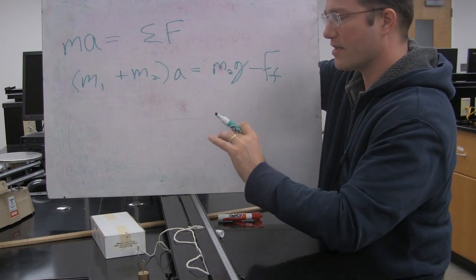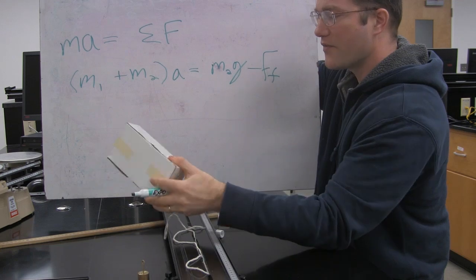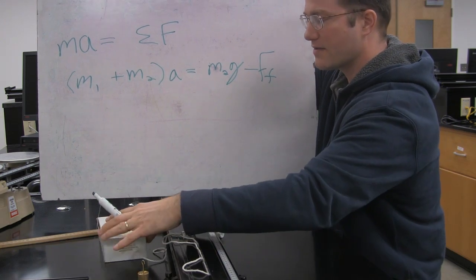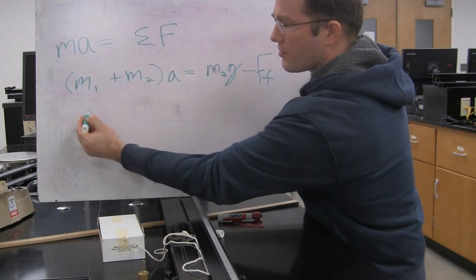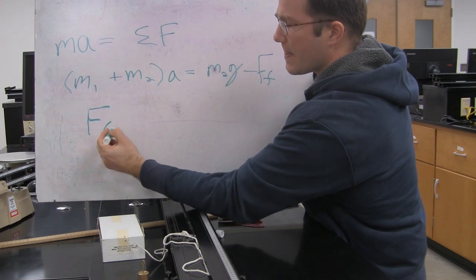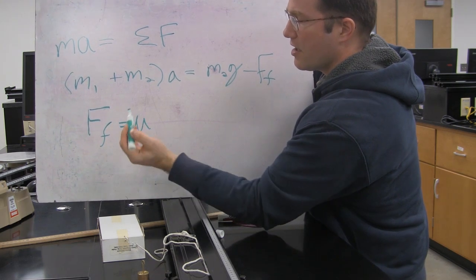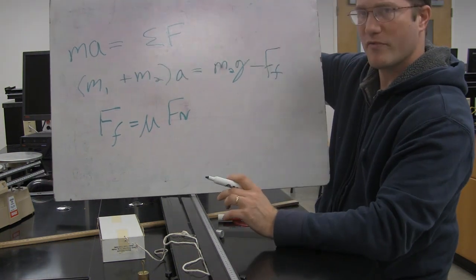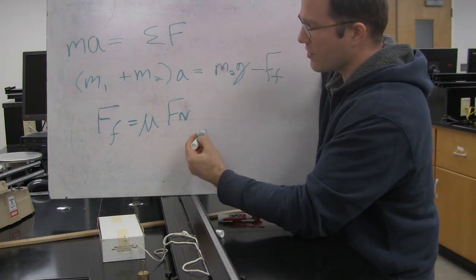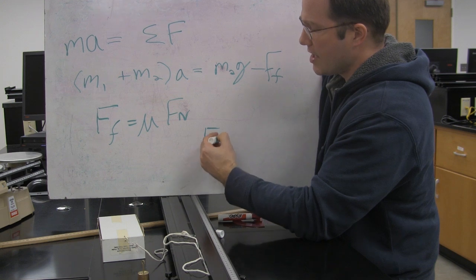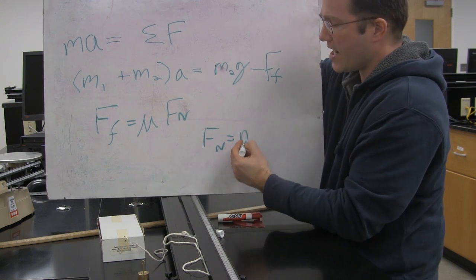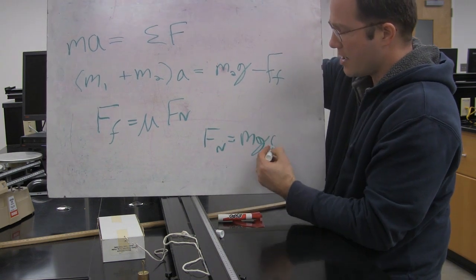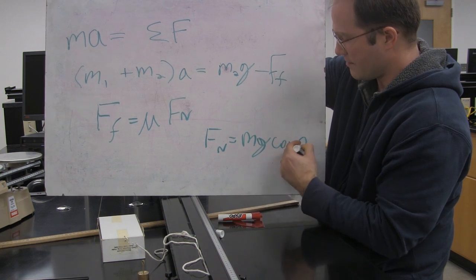Now, let me talk about the frictional force for a moment. You can determine what the frictional force is. The frictional force is simply the coefficient of friction times the normal force. And if you remember, the normal force is equal to the weight of something times cosine of theta.